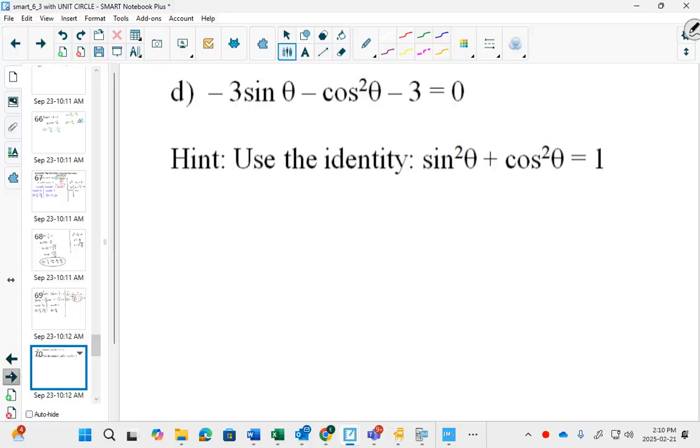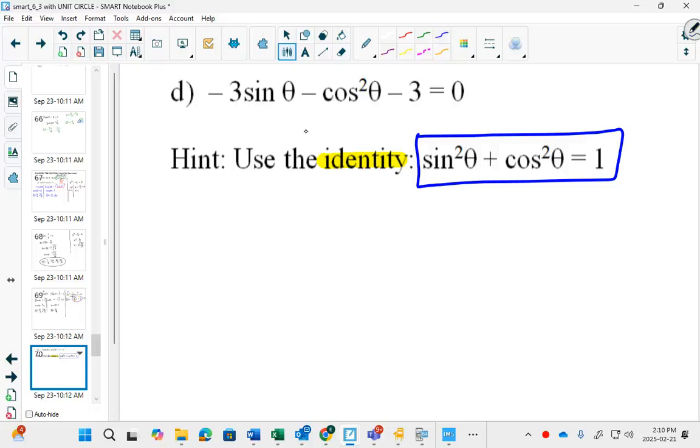You haven't seen this word yet. This is going to be like a key word in our whole next unit. The word identity means something in trigonometry that's always true. And sine squared theta plus cos squared theta equals 1 is one of our big ideas. So one of the big ideas that you learned is that this is always equal to 1.